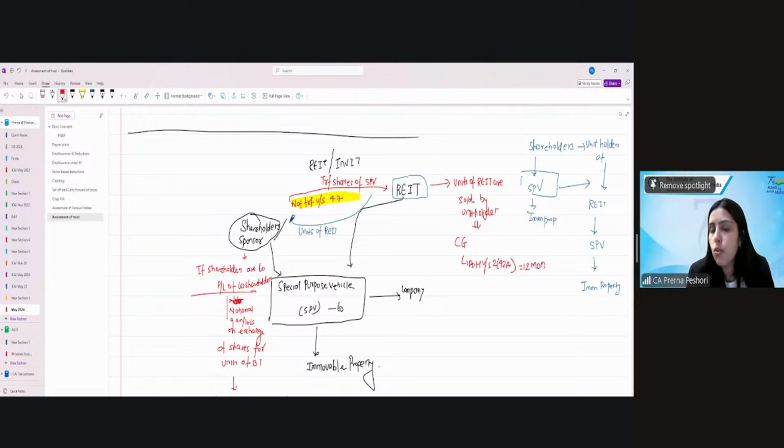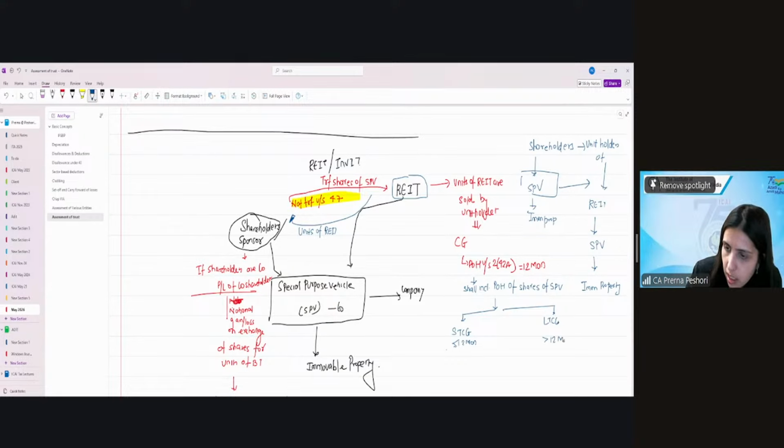And from when will you count the period of holding for these units? This shall include the period of holding of shares of SPV. So the period of holding of shares of SPV will be clubbed for the purpose of determining the period of holding of units. Yes or no? Okay. Now, if it is STCG, less than 12 months. And if it is LTCG, STCG will be taxed at what rate?